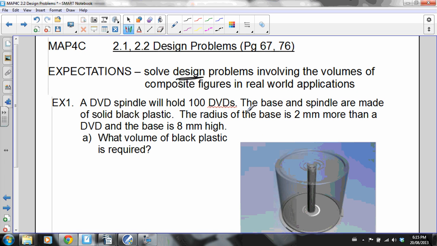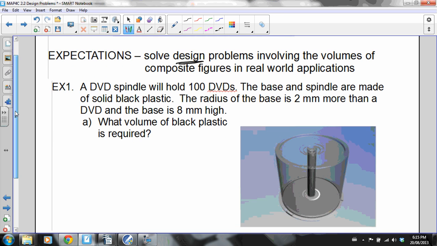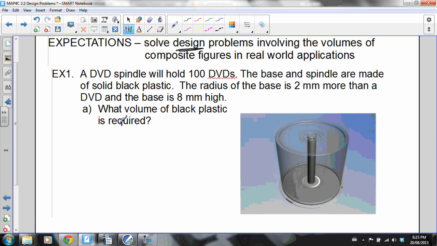We're going to have to get out our ruler and measure some. I'm going to have one of these available for you to check out measurements in class, but you're going to have to trust my measurements and check them tomorrow in class. What volume of black plastic is required? Notice there's a magic word: we're going to be finding volume. If we think of the black plastic, it's the base and the spindle, isn't it?